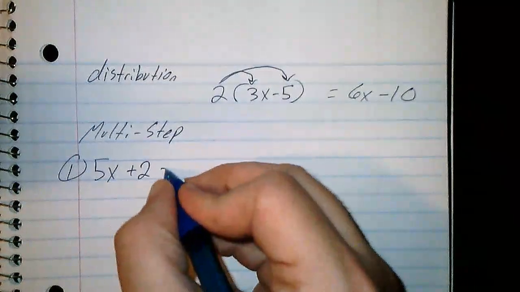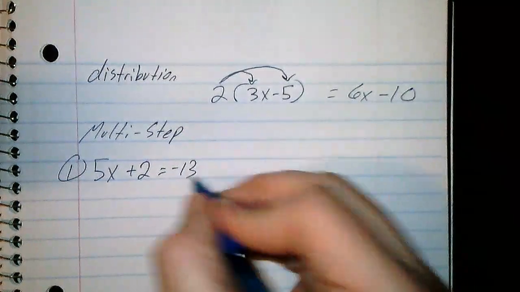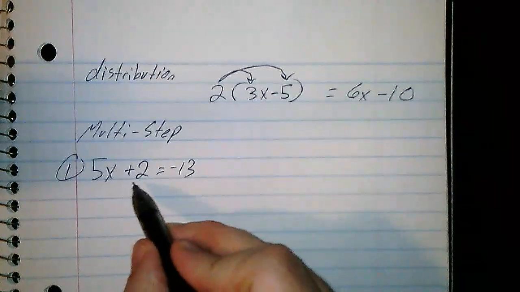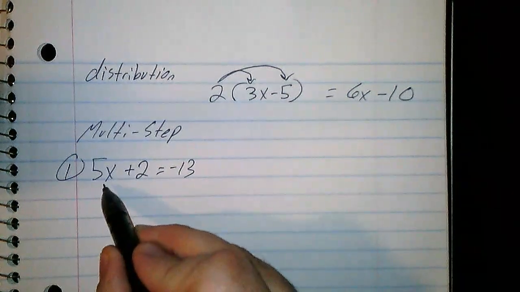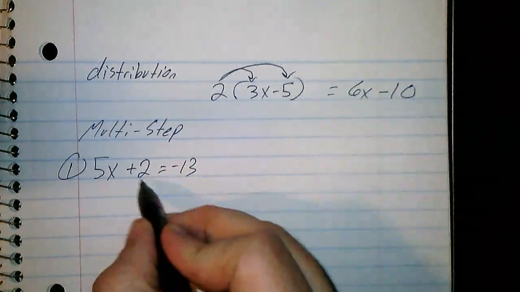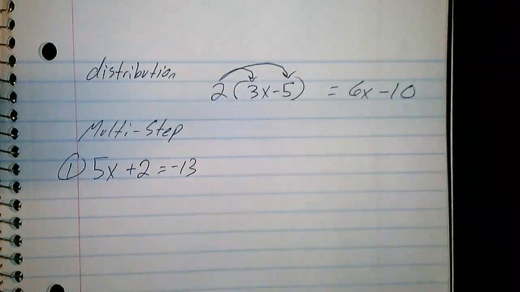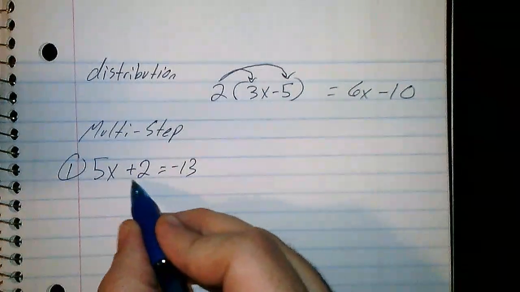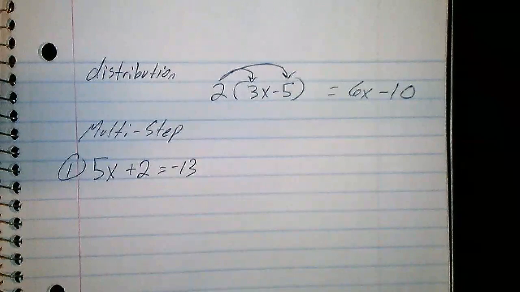Here's the first example. So again, what we do to one side, we have to do to the other. And here, there's a 5 attached to the x. That means it's 5 times x. And then there's this plus 2 equals negative 13. So do we want to divide the 5 first, or do we want to do the opposite of plus 2, which is subtract 2 first?